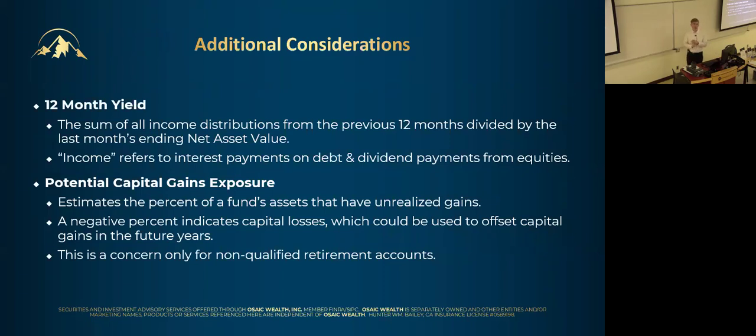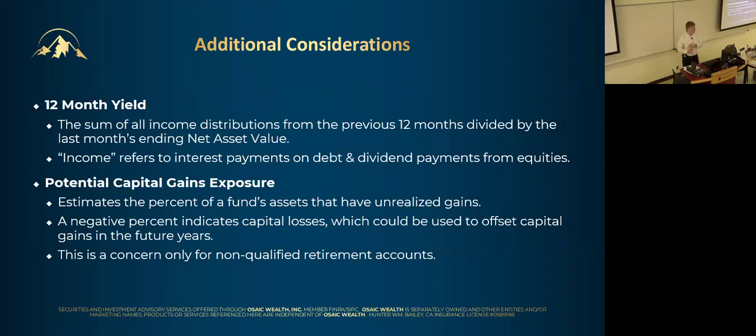One is our 12-month yield. This is basically a trailing measurement of how much income has been distributed from a fund in the last year. It's the sum of all income distributions from the previous 12 months divided by the last month's ending net asset value. So basically, relative to what's in the fund, what percentage of those assets have been paid out. Income refers to interest payments on debt and dividend payments from equities.